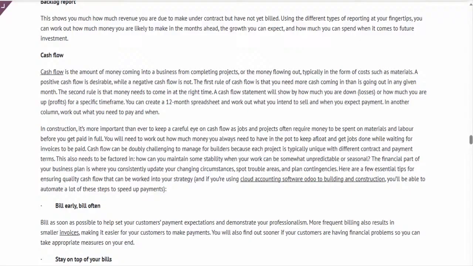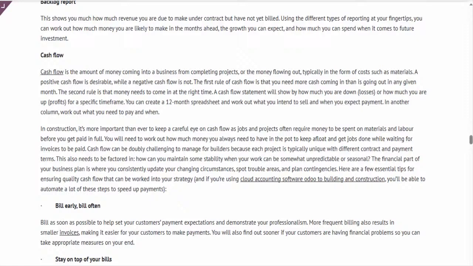Cash flow can be doubly challenging to manage for builders because each project is typically unique with different contract and payment terms. This also needs to be factored in. How can you maintain some stability when your work can be somewhat unpredictable or seasonal? The financial part of your business plan is where you consistently update your changing circumstances, spot trouble areas, and plan contingencies. Here are a few essential tips for ensuring quality cash flow that can be worked into your strategy, and if you're using cloud accounting software tailored to building and construction, you'll be able to automate a lot of these steps to speed up payments.